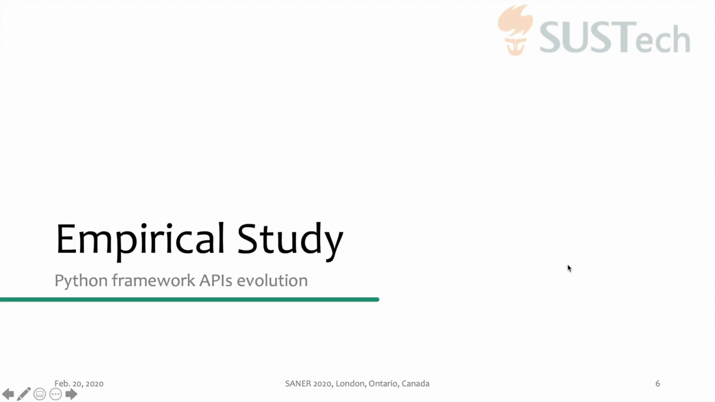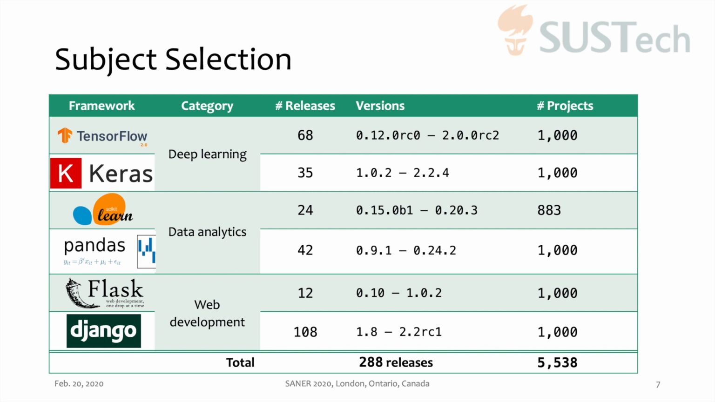To answer these questions, we need to analyze a large number of real-world projects that use Python frameworks. We first selected some popular frameworks from different categories, like TensorFlow, Keras, sklearn, Pandas, Flask, and Django. And then we search for projects that use these frameworks on GitHub based on their popularities. We took the top 1,000 projects from each search. But here sklearn has only 883 projects, so we took all of them.